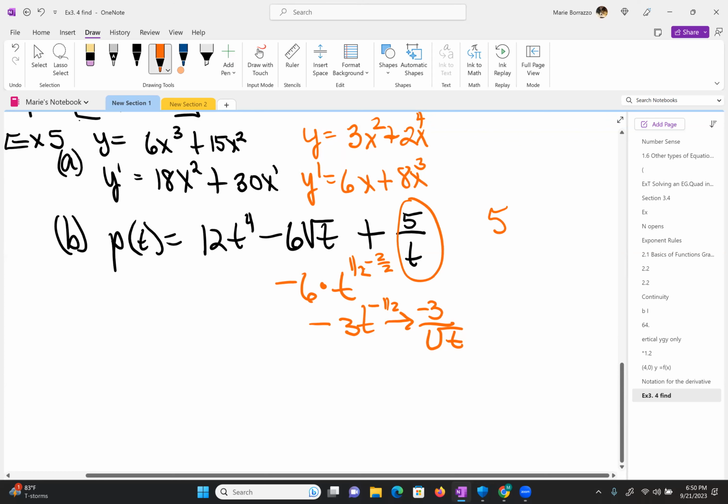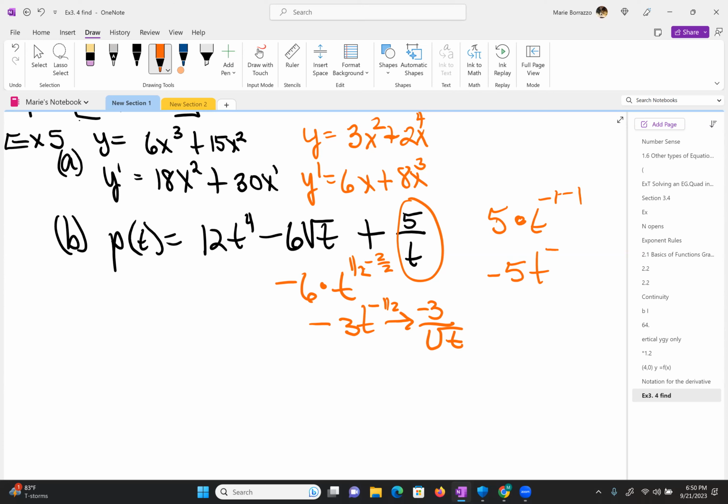And then same thing for this one. This is really 5 times t to the negative 1. Negative 1 times 5 is just negative 5. Take away 1, that becomes t to the negative 2. So this is really negative 5 over t squared. Make sense?